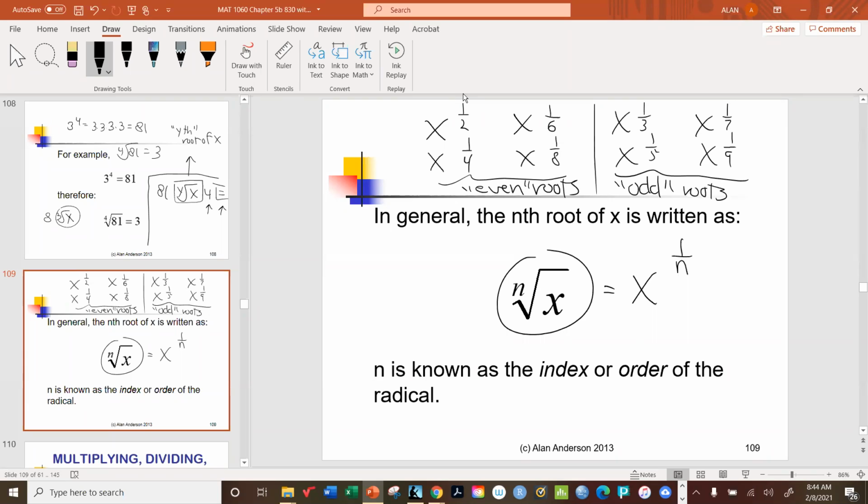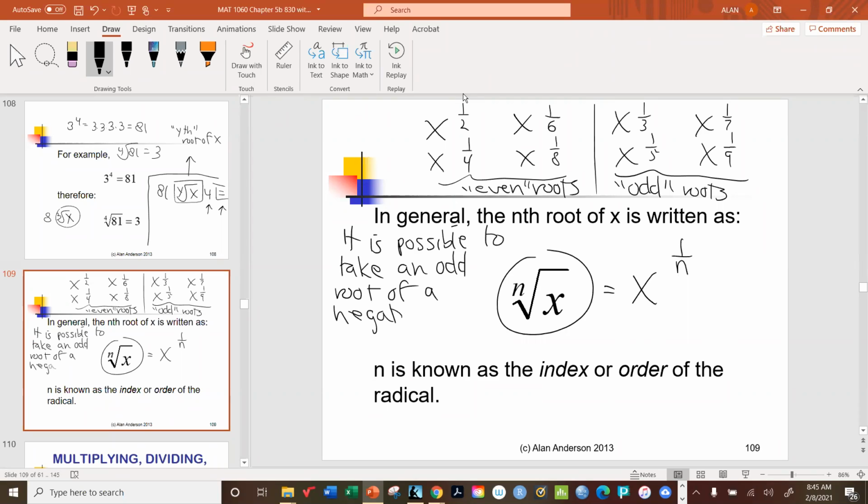Now, here's an interesting twist. As far as this is concerned, it is possible to take an odd root of a negative number but not an even. Okay, so with the odd roots, we can actually have negative numbers, not so with the even roots.